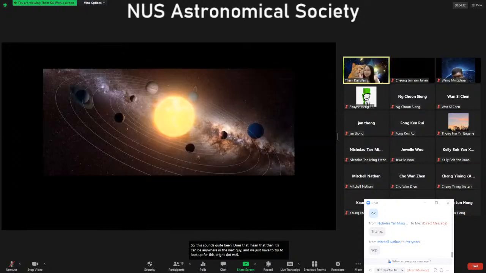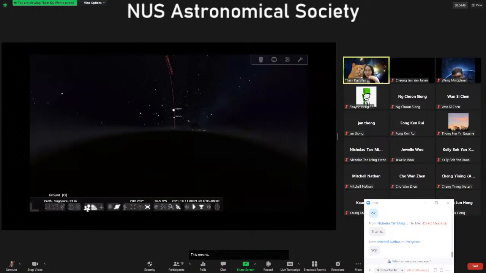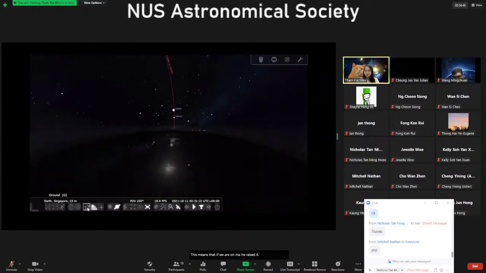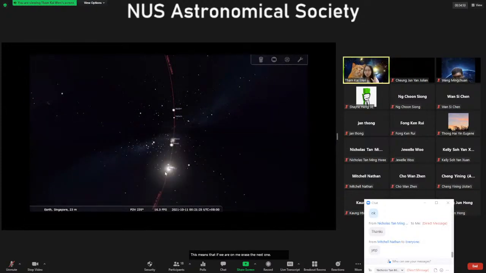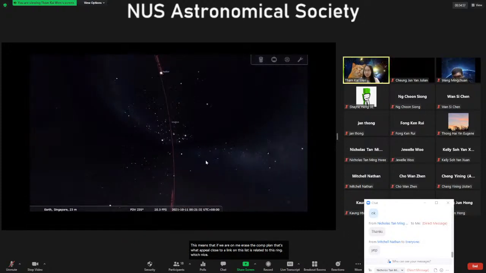Well, thanks to some physics that happened during the formation of our solar system, the solar system is actually quite neat, where all the planets move along the same plane. This means that if we are on the Earth and we erase the ground, the planets would appear close to a ring on the celestial sphere, this red line that we can see. This ring is known as the ecliptic, which nicely traces out the path of the sun. And nicely as well, the moon actually orbits around the Earth on a plane very close to the ecliptic.